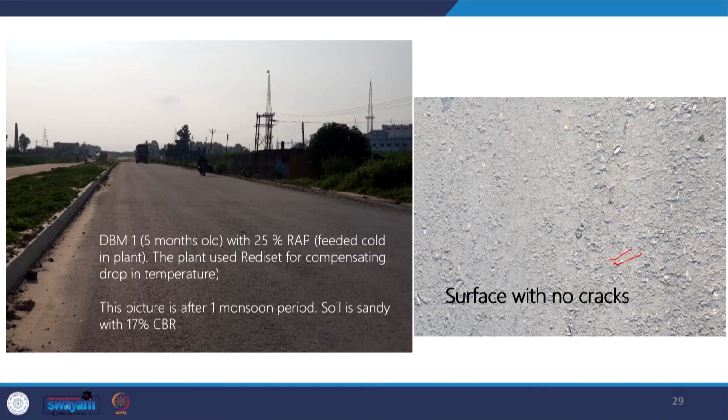Alright, so we end here discussing the mix design of RAP, and we have covered various aspects related to the mix design, and I hope that this presentation was useful to you. And in the next presentation we will talk about the mix design concepts for cold bituminous mixtures. Thank you.